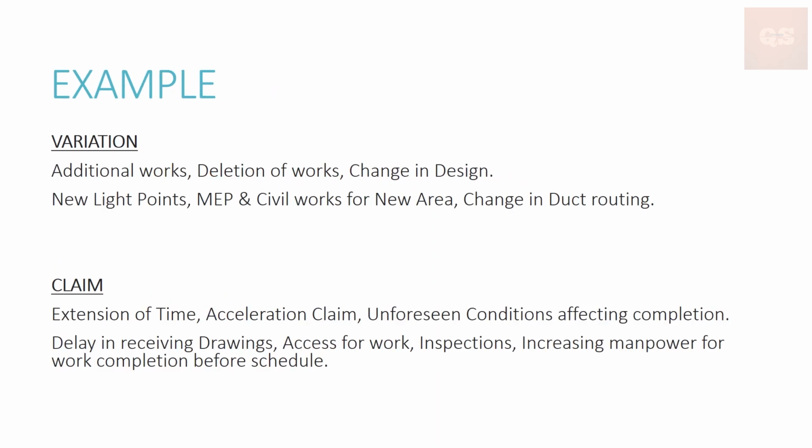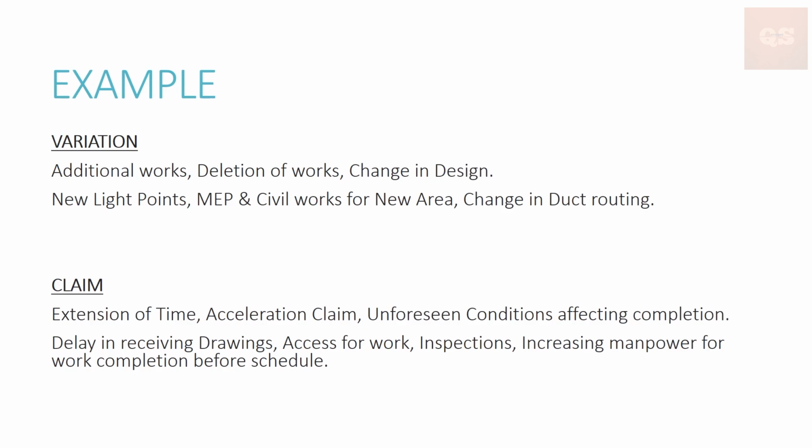Now let's see an example of a variation and a claim so that it will be completely clear for you. So variation is basically additional works or deletion of works or a change in design. Sometimes there will be new light points. Sometimes there might be some additional new area, and for that MEP and civil works need to be carried out. There might be some change in the design, duct routing. So all these are examples of a variation work. If you see here, the physical works are being altered.